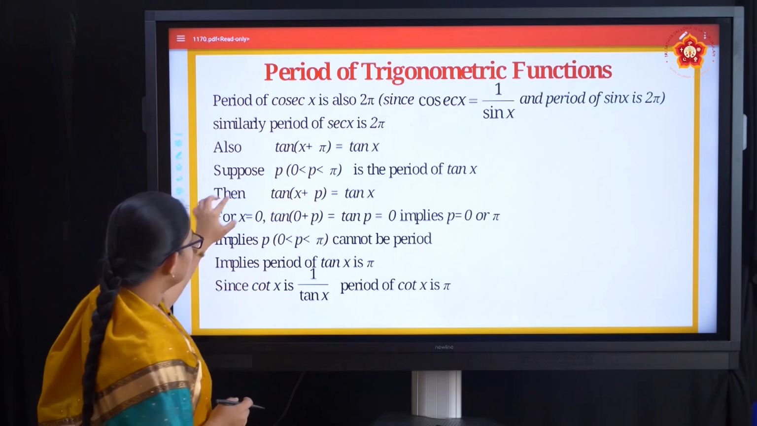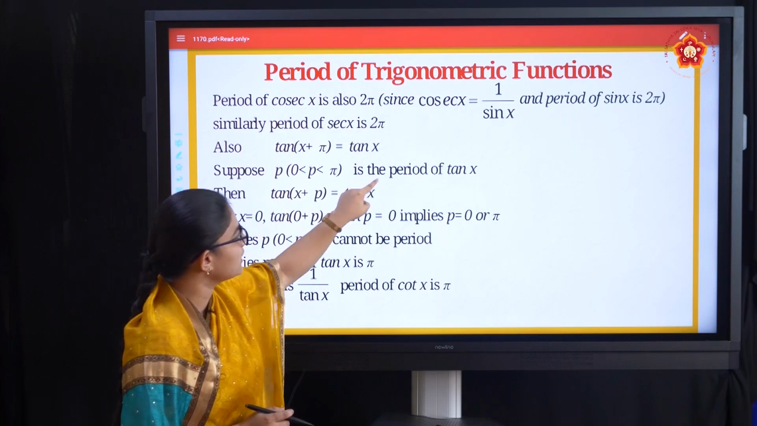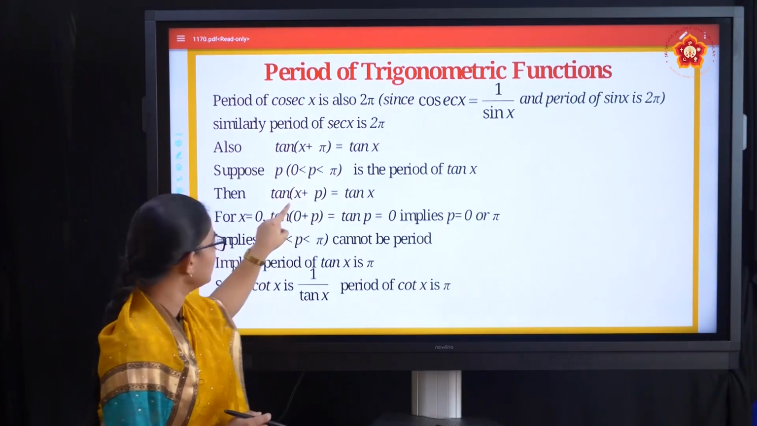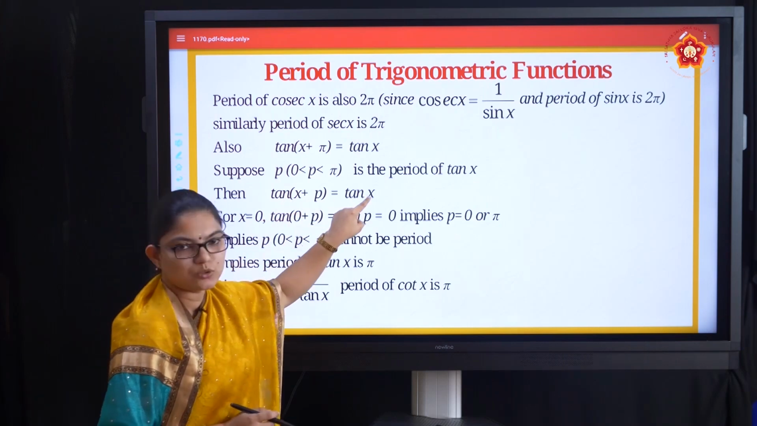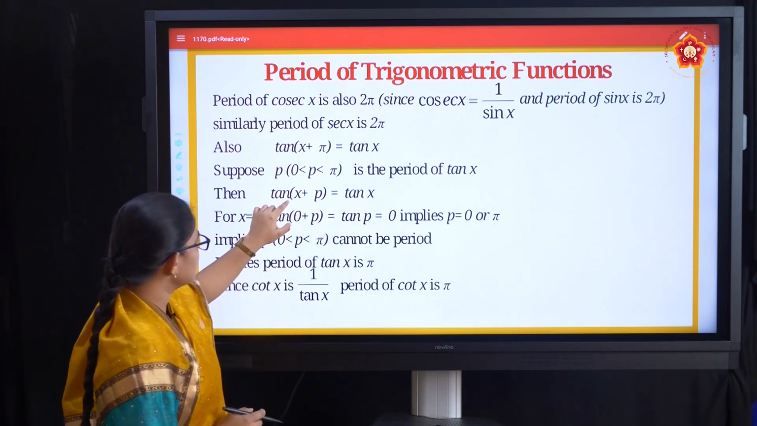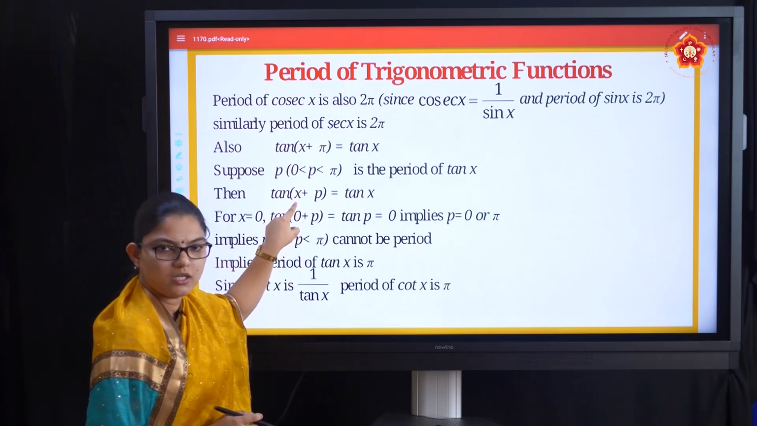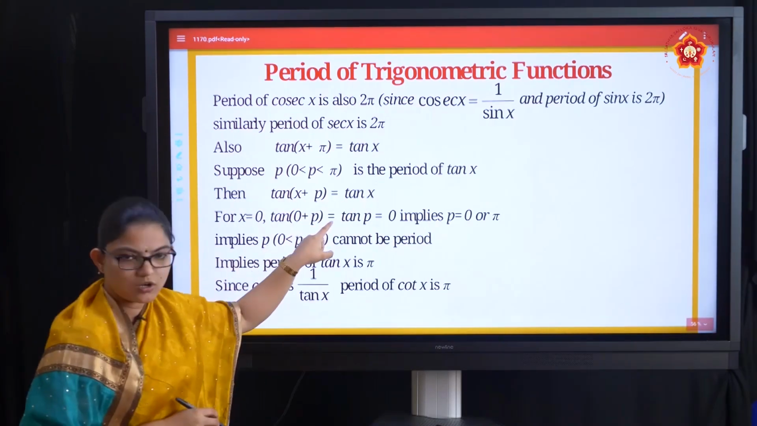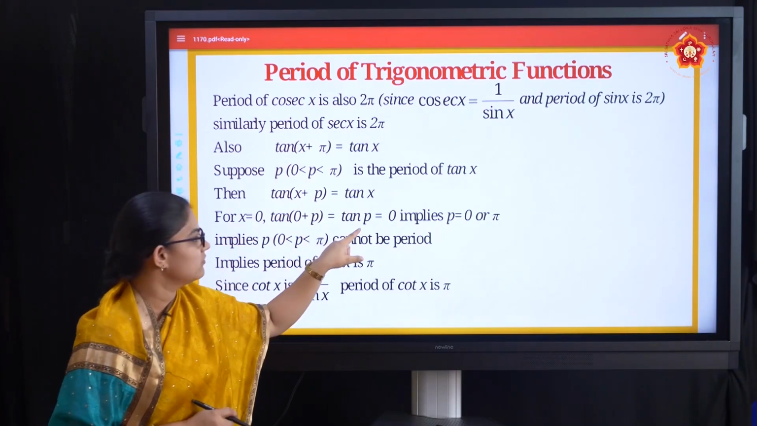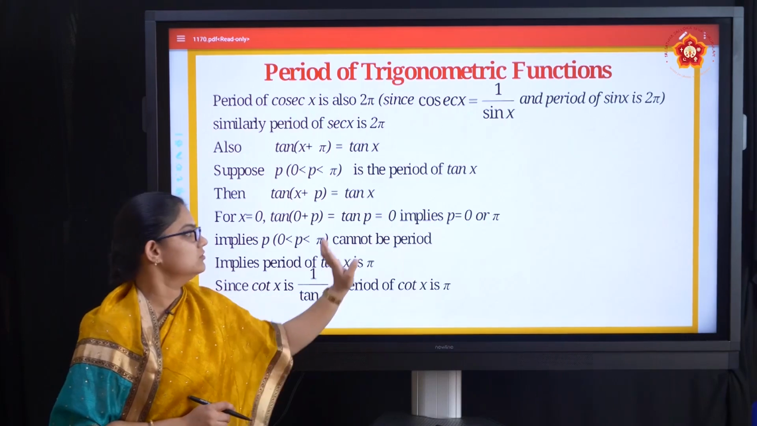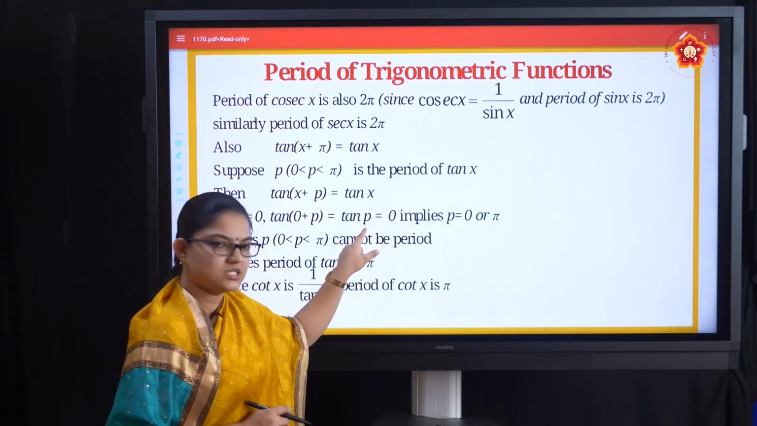So that is, if p is a period for tan x, where p lies between 0 and pi, then what happens? We can write this, right? Tan(x + p) is equal to tan x. Now since tan(x + p) is equal to tan x, where x can be any variable, I can take x to be 0 also. So if I take x equal to 0, then tan(0 + p), we get tan p, which is equal to 0. So tan p is equal to 0 possible only for p equal to 0.